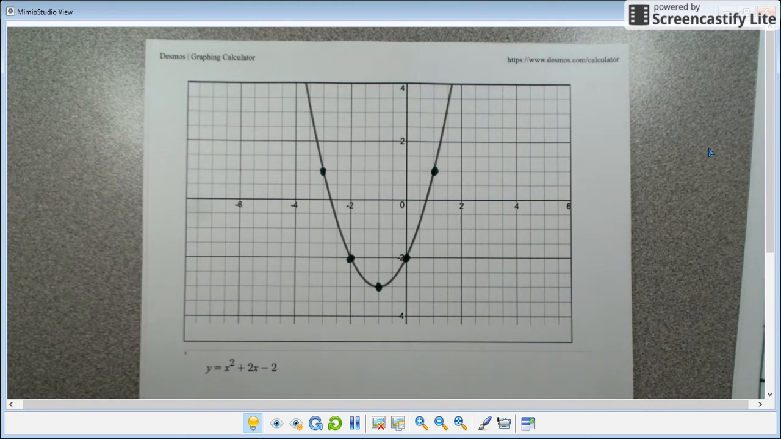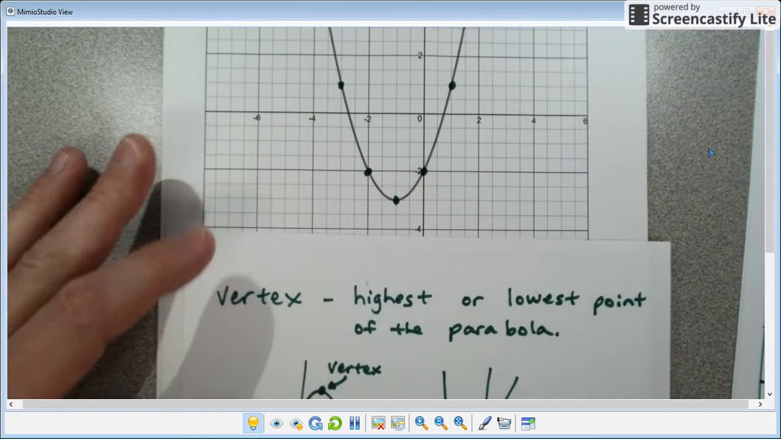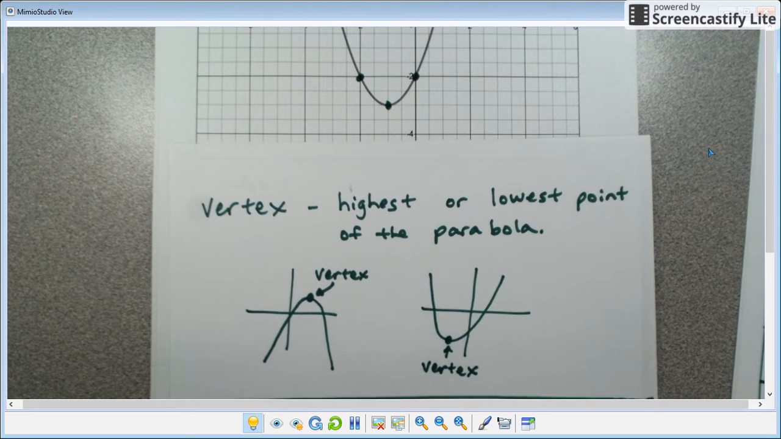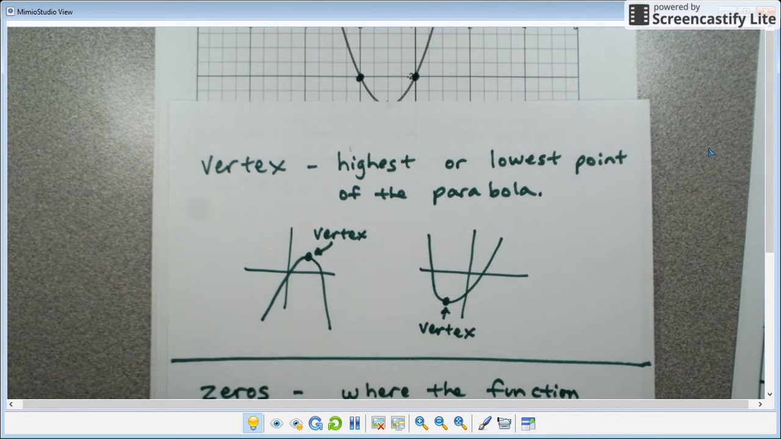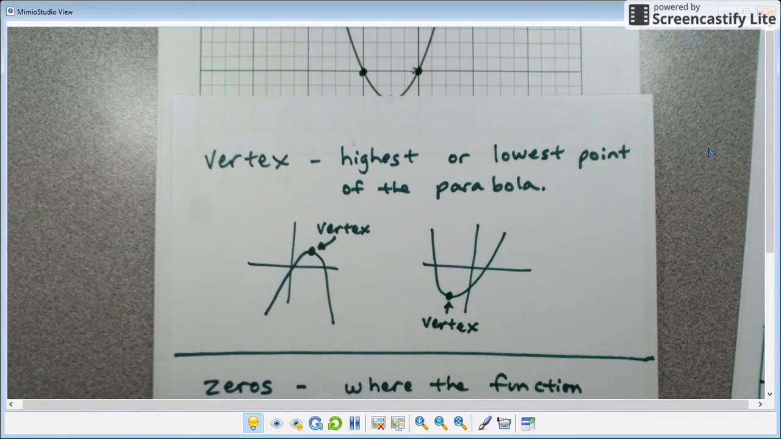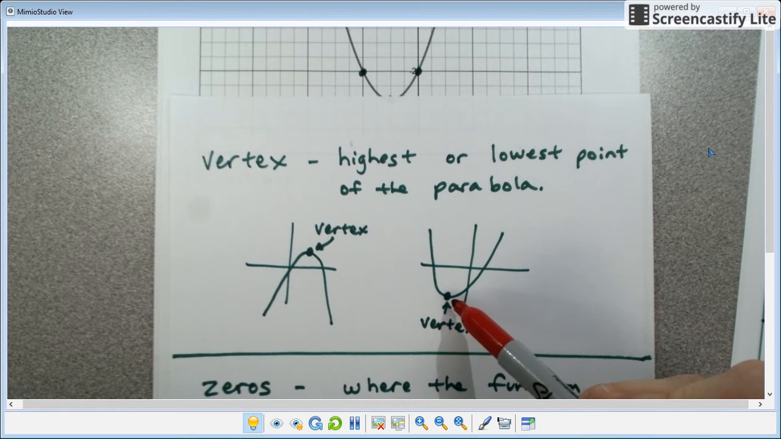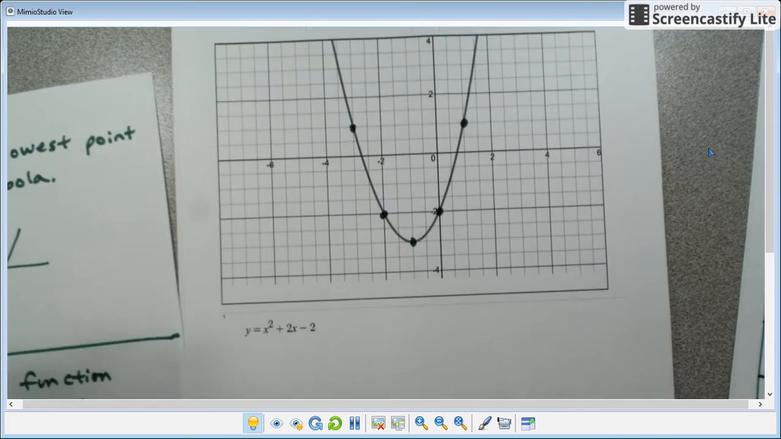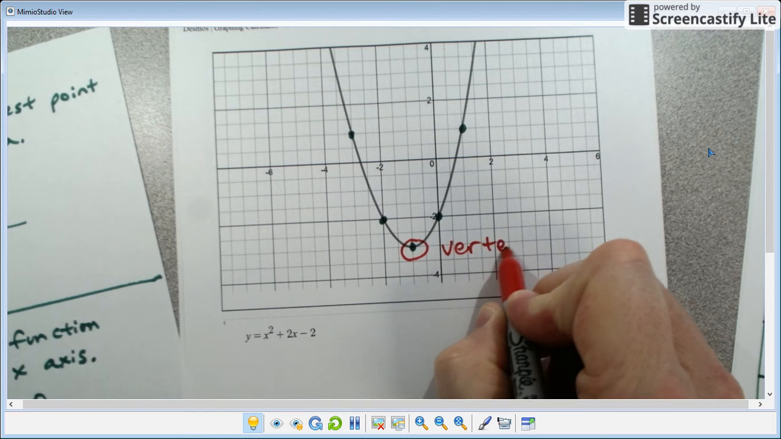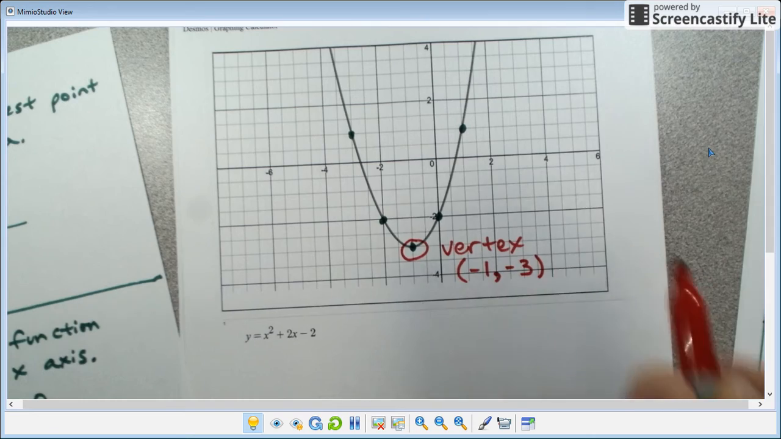Now, on that curve, we can identify a couple key points. The first key point is called a vertex. The vertex is defined as the highest or lowest point of the parabola. That depends if the parabola opens upward or opens downward. Here, with a downward facing parabola, our vertex is at the top, so that would be the highest point. And here, with an upward facing parabola, our vertex is going to be the lowest point. So back on our graph here, this lowest point right here, this would be our vertex. And the point would be negative 1, negative 3.